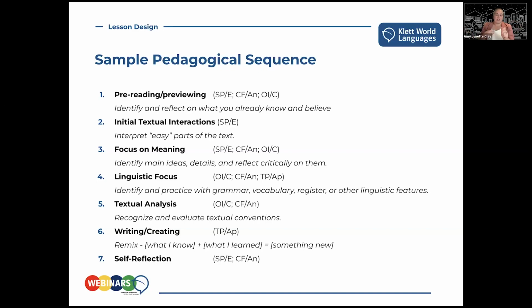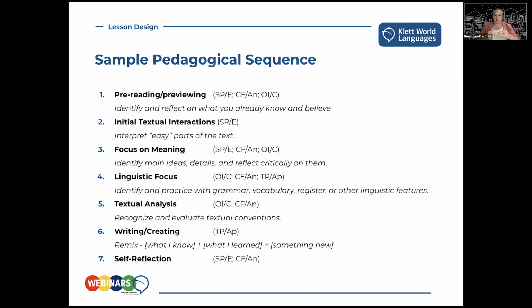Does that mean that I'm going to be biased in how I interact with this text? As an example of critical framing: how strongly do I believe that, things like that. How does what I believe compare to what other people in the class believe, etc. Initial textual interaction. So here's that part where we interpret easy parts of the text. Like we read the title and learn something from the title. Maybe we look at images on the text.